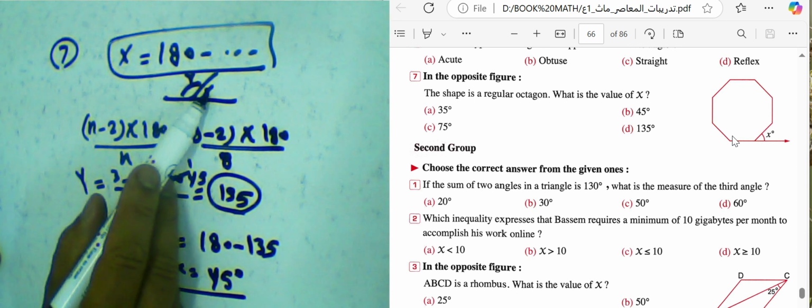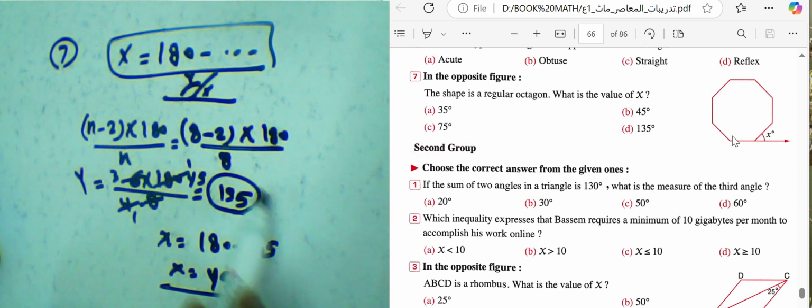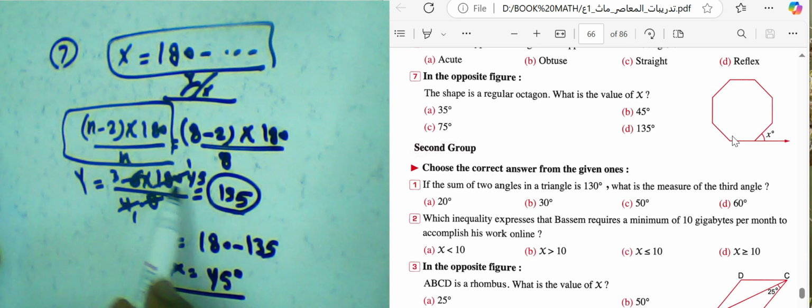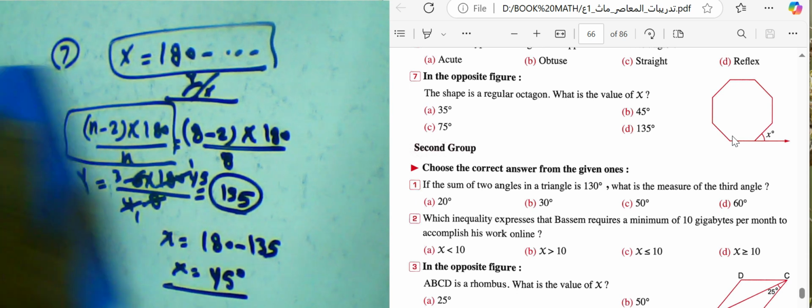Understood? We have here to supplement this angle. First step, find the measure of angle y by using this rule to find the measure of one angle inside the regular octagon.